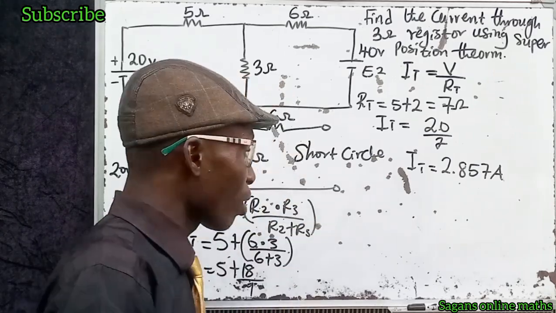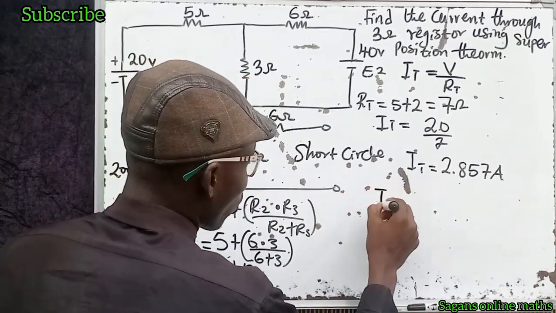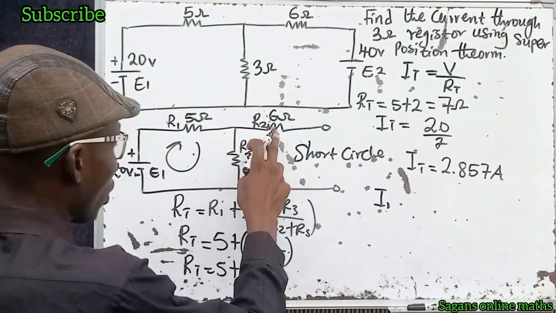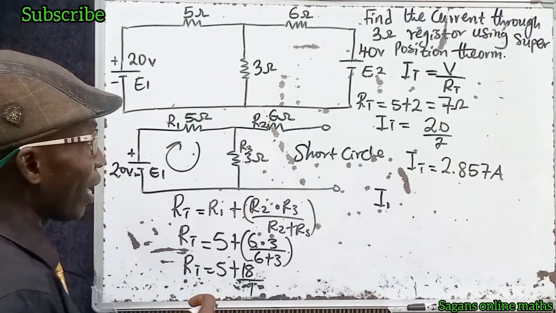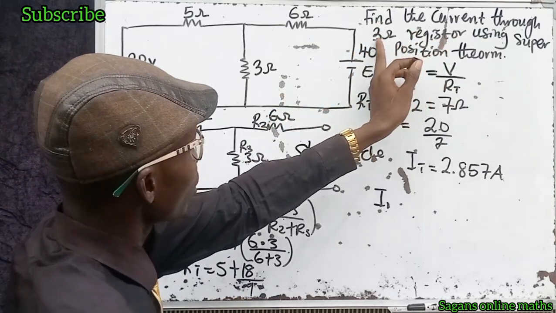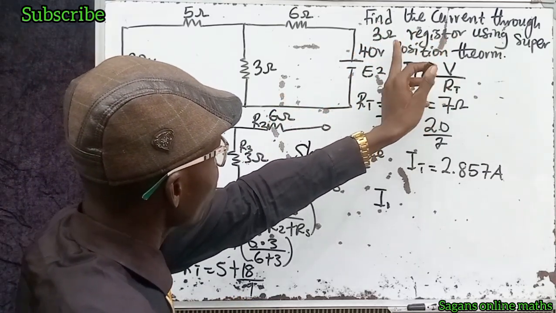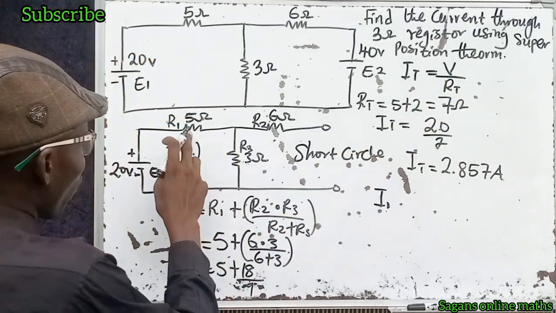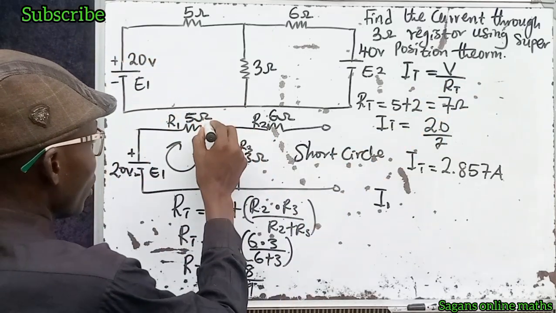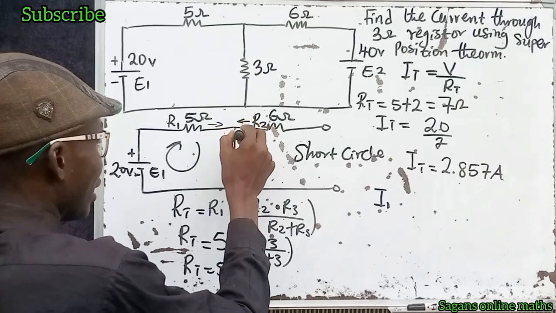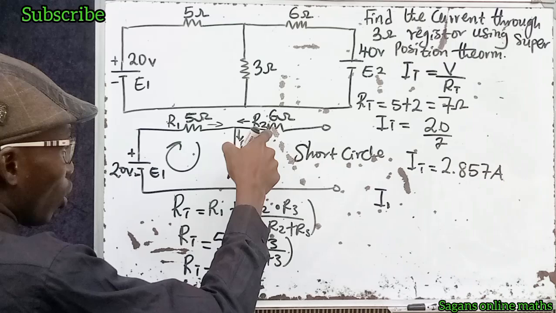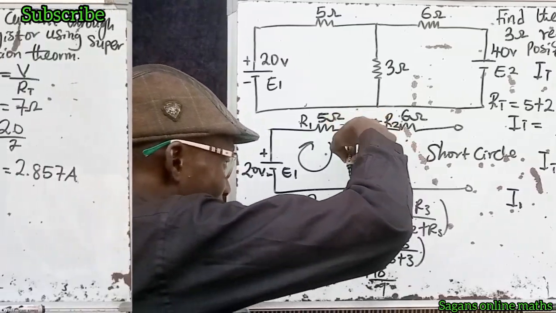So for I1, let's see the current that flows in I1, because if we know the current that flows in I1 and the current that flows in I2, we can know the current that goes into I3. We have to find the current flowing through the 3 ohm resistor. If you know the current that flows here and the current that flows here, you can know the current that is entering this resistor, because this is going in this direction, this is going in this direction, and this is coming in this direction.